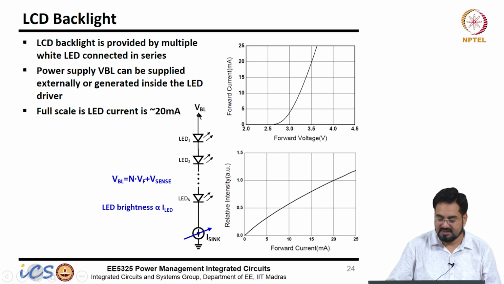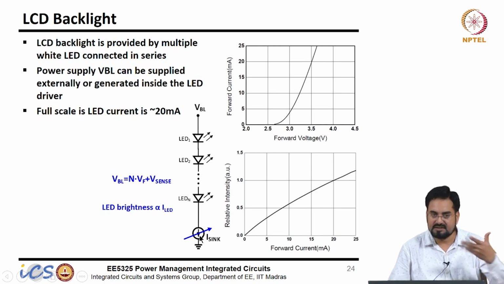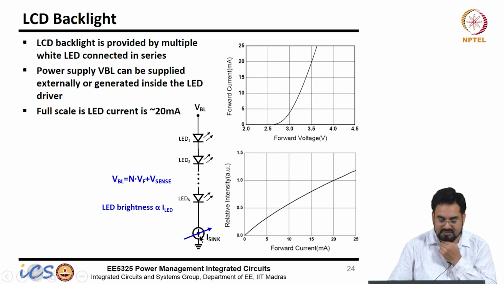So, if we are regulating the voltage, even a small change in the voltage may cause a drastic change in the current. So, it is always preferred to regulate the current, and whatever voltage is required to get that current, the control loop will take care of that.